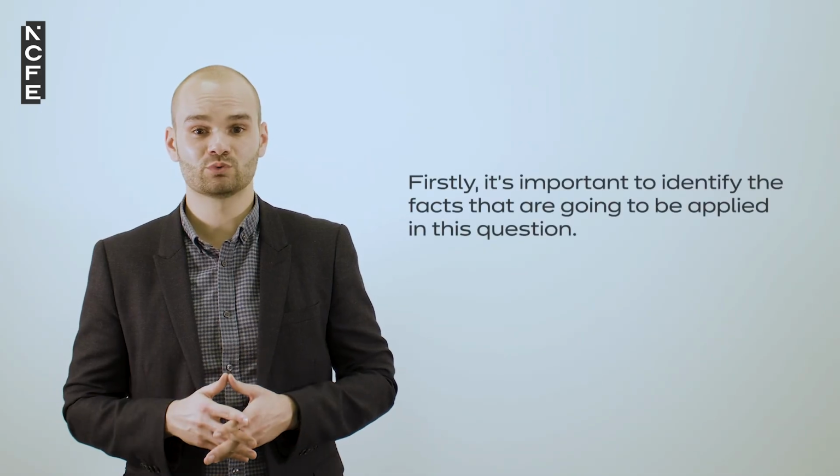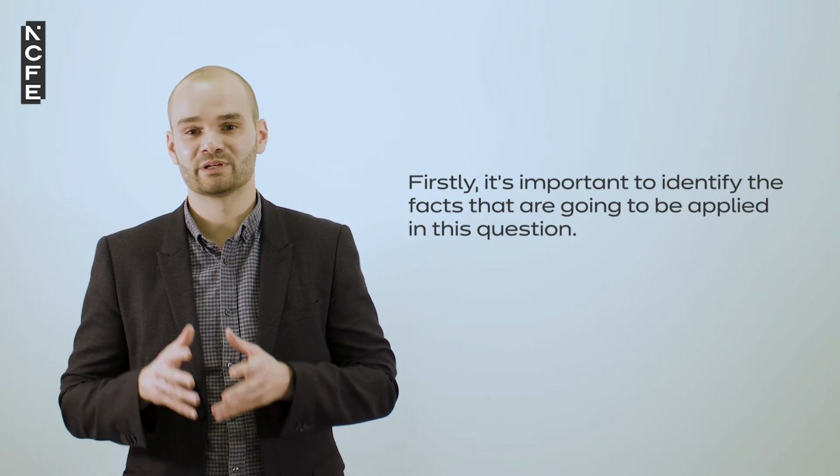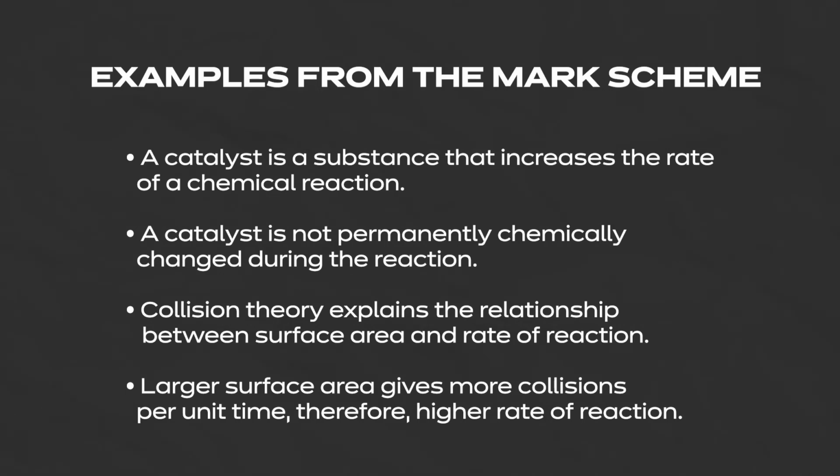Using the steps from earlier, we now need to plan and formulate an extended answer. Firstly, it's important to identify the facts that are then going to be applied in this question. These facts will apply to collision theory and catalysts. Some examples of facts that can be included from the mark scheme. A catalyst is a substance that increases the rate of a chemical reaction. A catalyst is not permanently chemically changed during the reaction. Collision theory explains the relationship between surface area and the rate of reaction, as a larger surface area gives more collisions per unit time, therefore a higher rate of reaction.